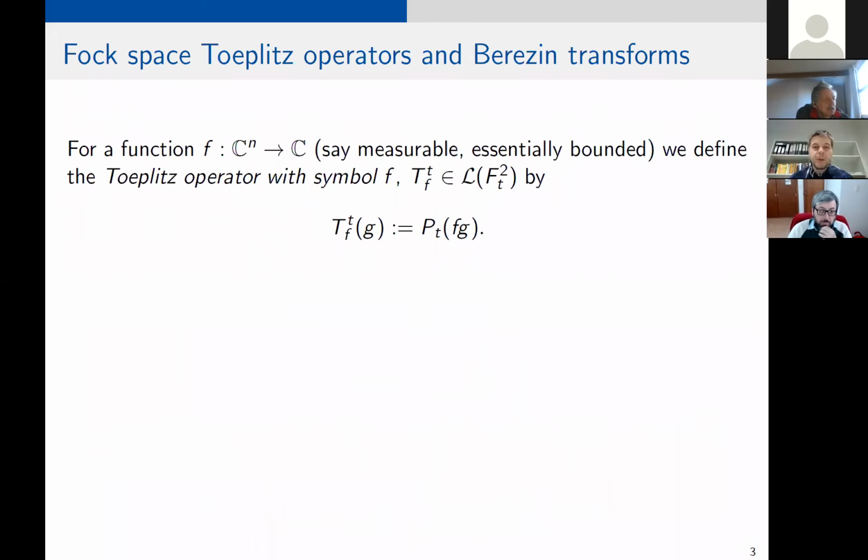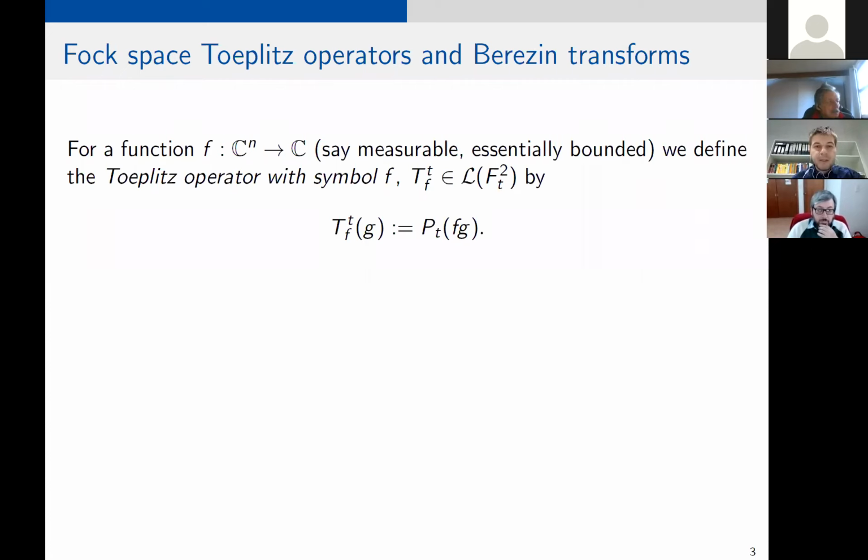Let's define Toeplitz operators. So if we have a function from C^n to C, say measurable and bounded, then we define the Toeplitz operator T_f, a Toeplitz operator with symbol f, on the Fock space by acting as follows. If we apply it to a function g from the Fock space, we multiply g with the symbol, which gives us, since f is bounded, an element in L^2, and then project back to the Fock space.